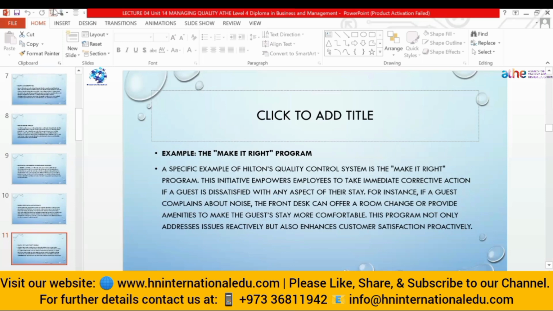Now, an example: the Make It Right program. Let's see what it is. A specific example of Hilton's quality control system is the Make It Right program. This initiative empowers employees to take immediate corrective action if a guest is dissatisfied with any aspect of their stay. For instance, if a guest complains about the noise, the front desk can offer a room change or provide amenities to make the guest's stay more comfortable. This program not only addresses the issues reactively, but also enhances consumer satisfaction proactively. So, this is the policy of the organization of the Hilton Hotel: make it right.